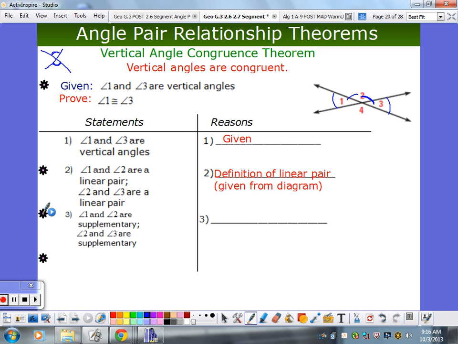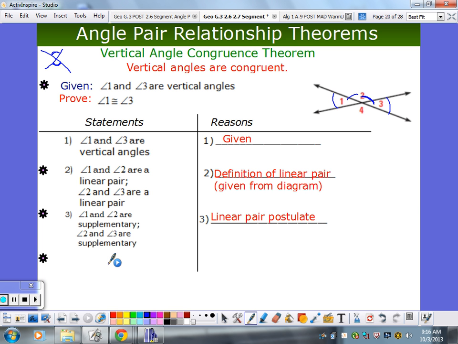Because they're a linear pair, they are supplementary. Oh, who says we could do that? That's just brand new. On page 2, yeah? The linear pair postulate says that if you have a linear pair, they're supplementary. Oh, it's easy. Look what it's saying here. 1 and 2 are supplementary, 2 and 3 are supplementary. What can we conclude?